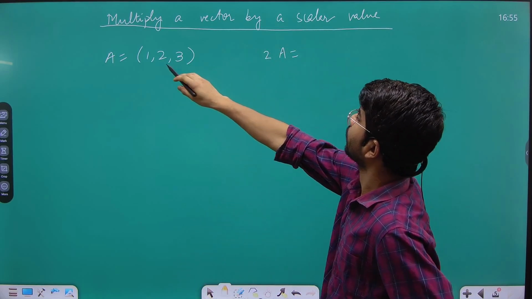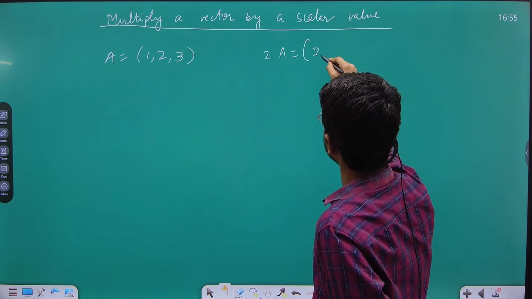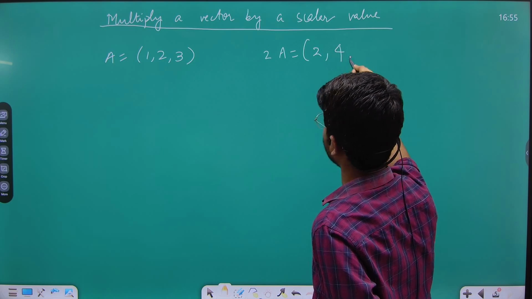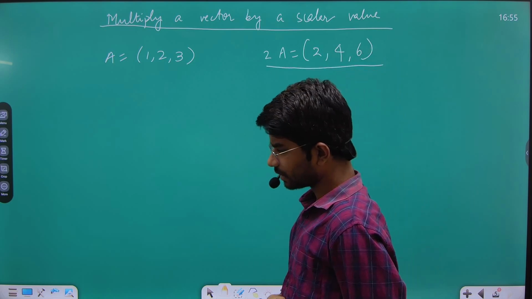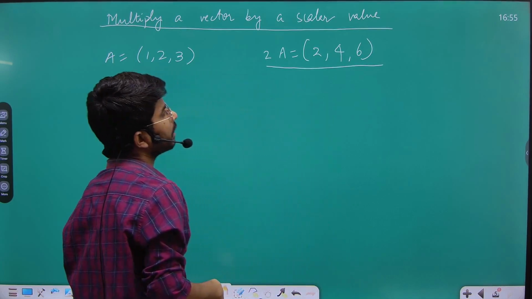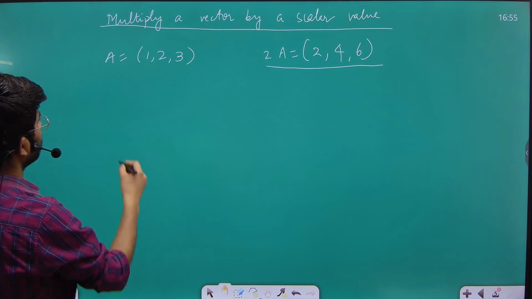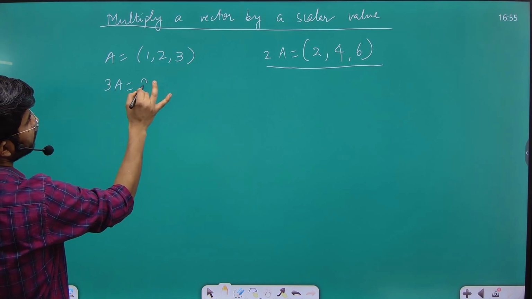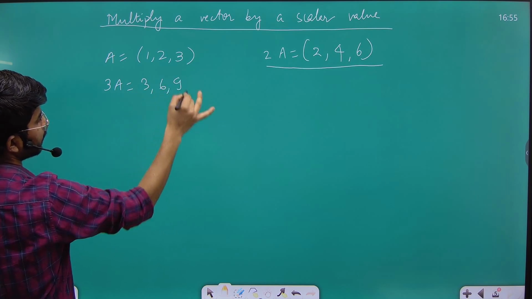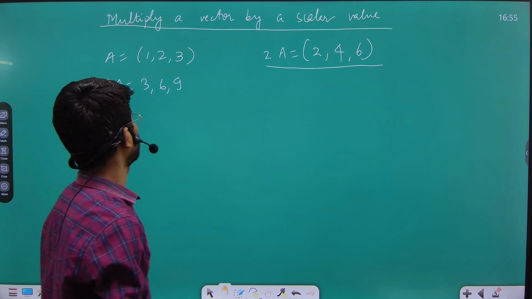Twice of a would be, twice of 1 is 2, twice of 2 would be 4, and twice of 3 would be 6. So twice of a vector would be 2, 4 and 6. Similarly, if I say 3a equal to 3, 6 and 9, then I am right.